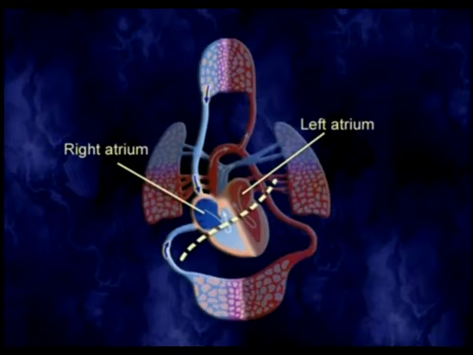The right side is only pumping out to the pulmonary circulation, and that side is going to go through a very fine circulation. Now let's look at the upper and lower chambers of the heart. They too have different functions.